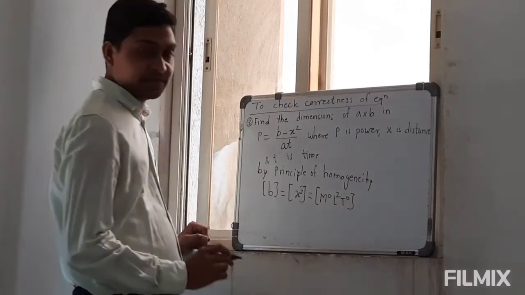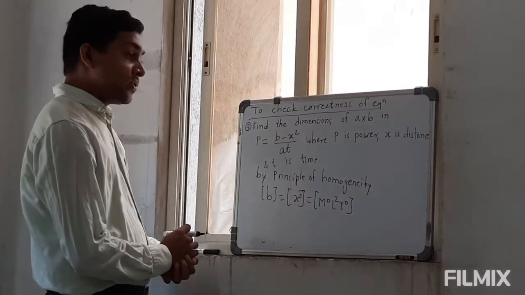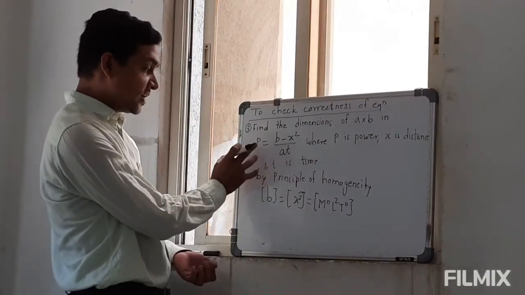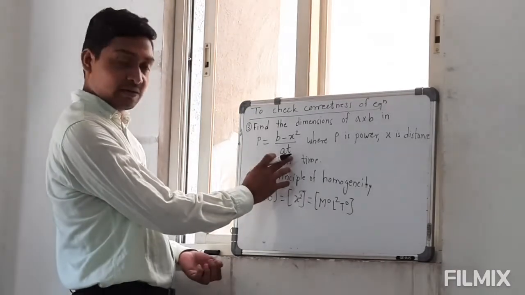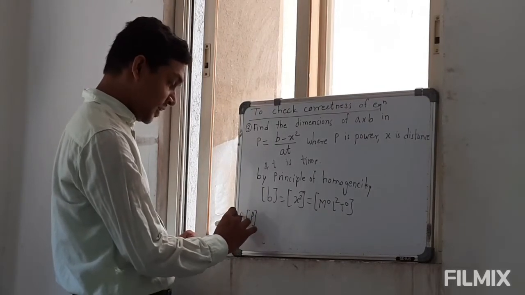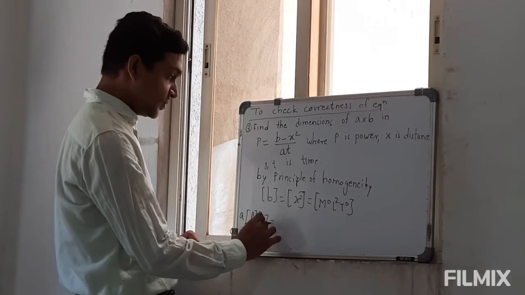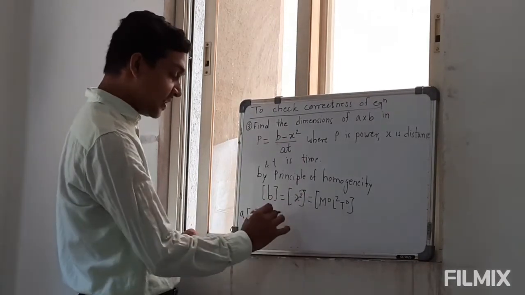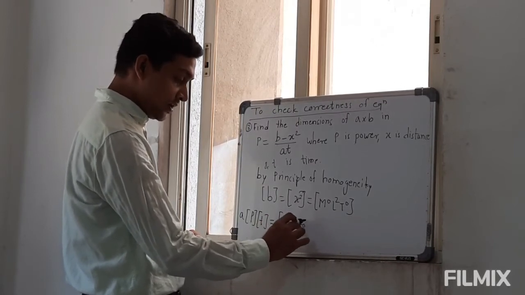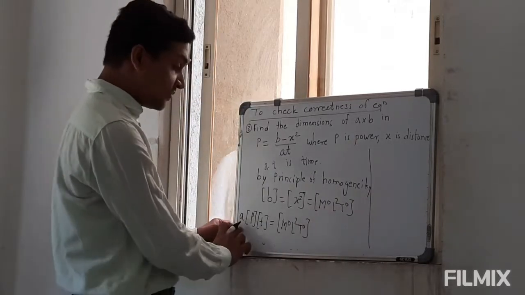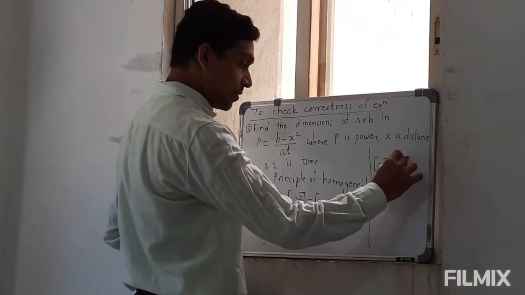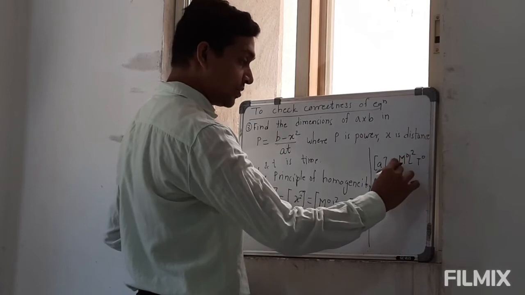Clear? This is your first. Second, we want the dimensions for A, then only we can find the dimensions for AB. So we can solve this equation, that is power into AT. So here, power dimensions into A into time should be equal to the dimensions for B minus x square, which will remain as it is, so it is M0, L2, T0.